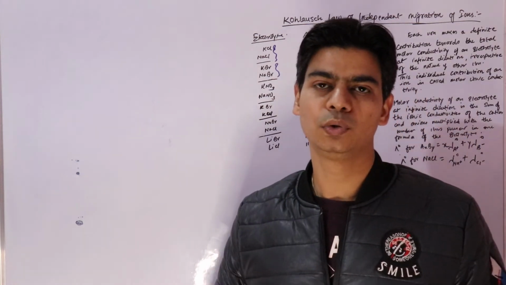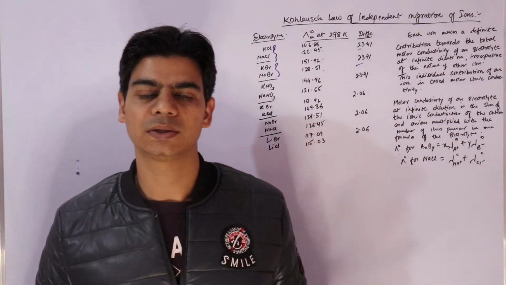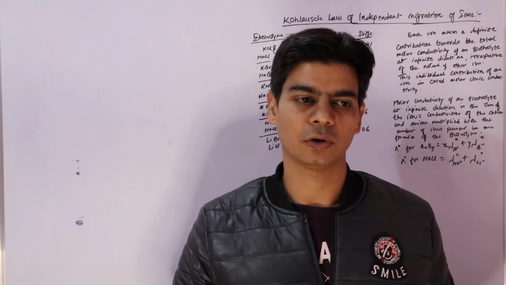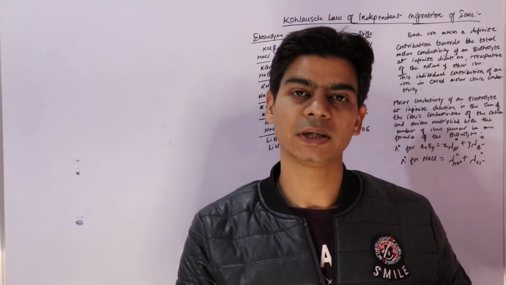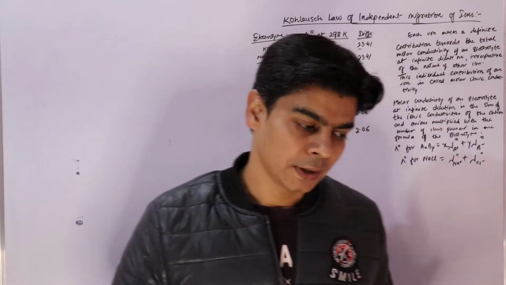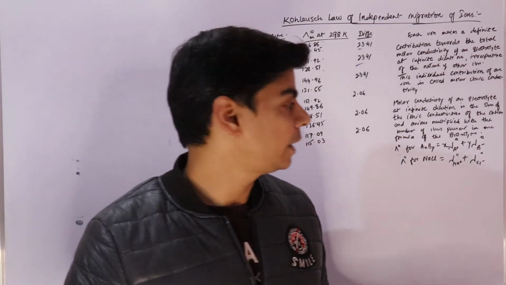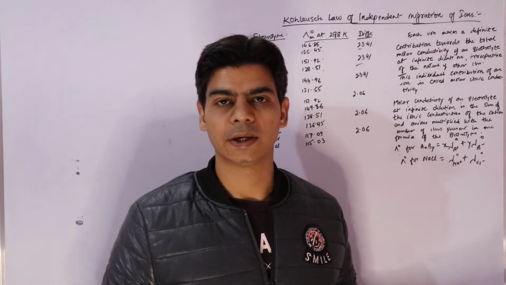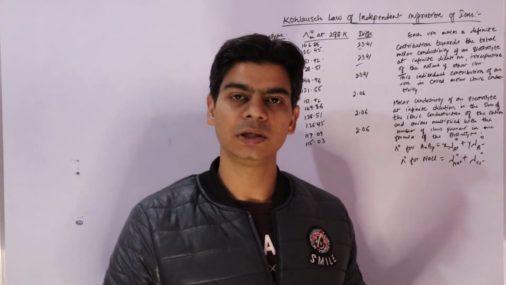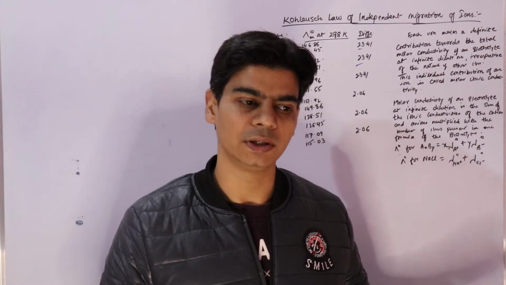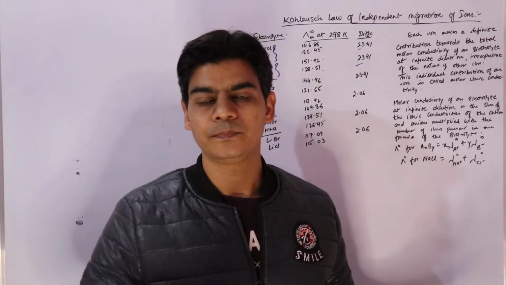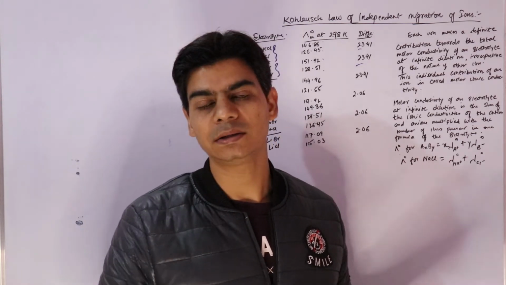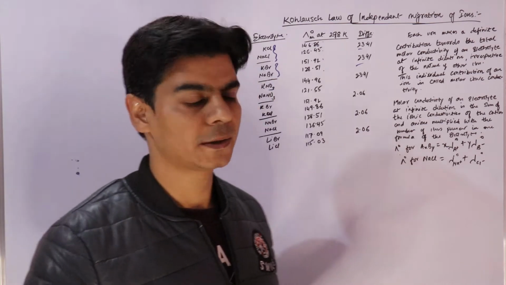In this video lecture, we will go through Kohlrausch's law of independent migration of ions. Kohlrausch studied molar conductivities of pairs of electrolytes having a common cation or anion at infinite dilution, and he reached the conclusion that the molar conductivity of strong electrolytes at infinite dilution is equal to the sum of the ionic conductivities of anions and cations, multiplied by the number of anions and cations in the formula of the electrolyte.